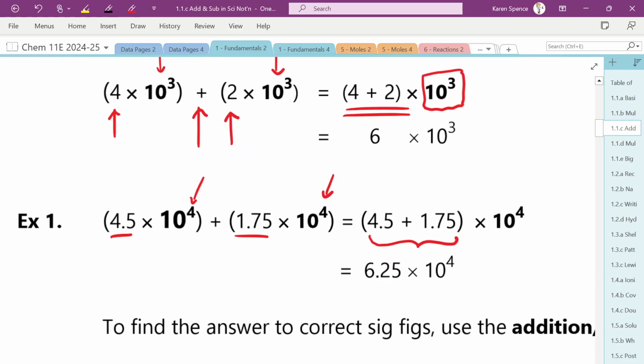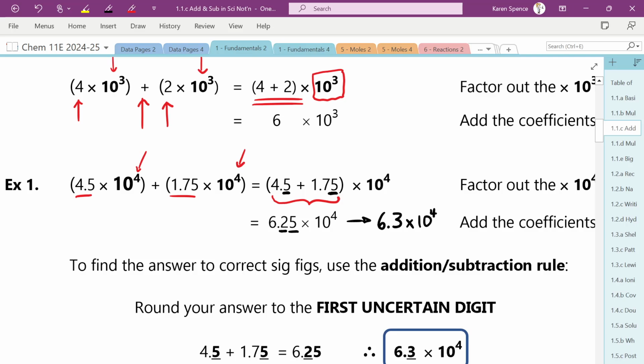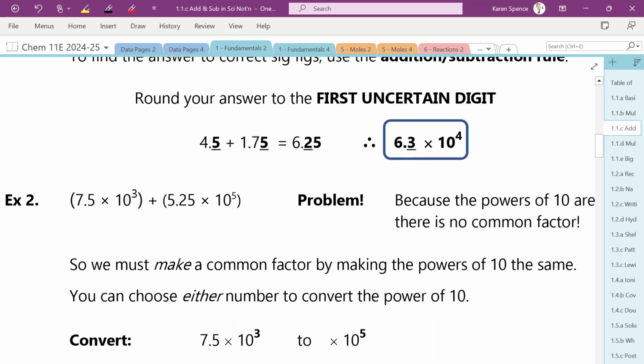Now, let's say we wanted to do significant figures for this question. How many sig figs in 4.5? 2 sig figs, but we're adding and subtracting, so does it matter how many sig figs? What actually matters? Your uncertain digit. So your uncertain digit is here, and for the other number, it is here. So we have the tenths and the hundredths. So what should we round this number to? 6.3 times 10 to the 4. Okay? So that is our addition and subtraction rule, and we get 6.3 times 10 to the 4.